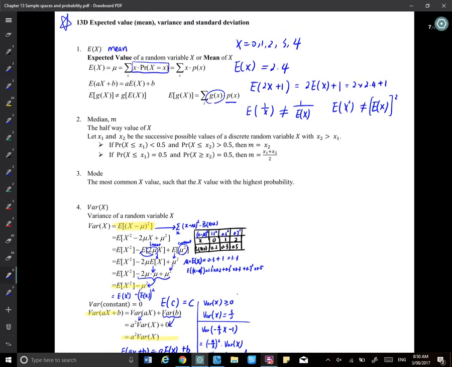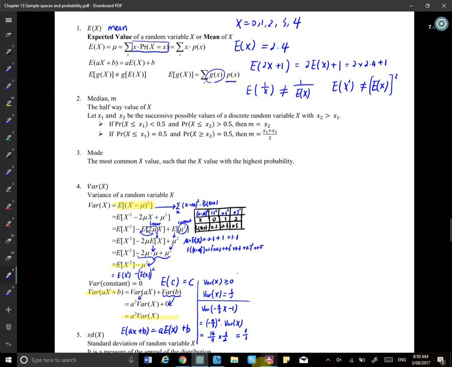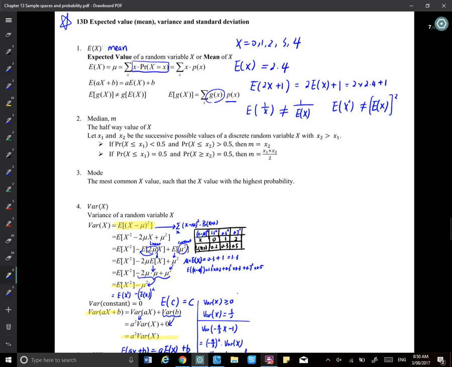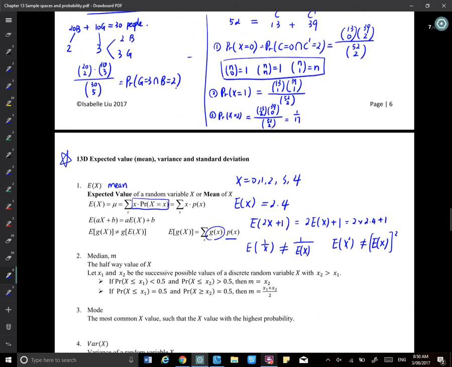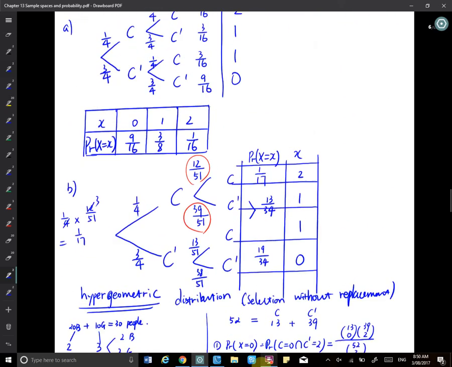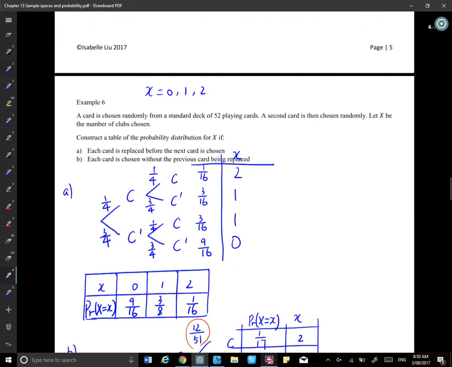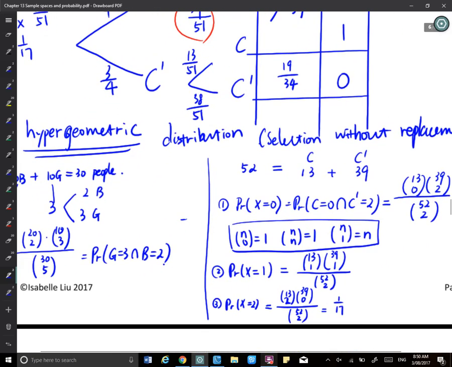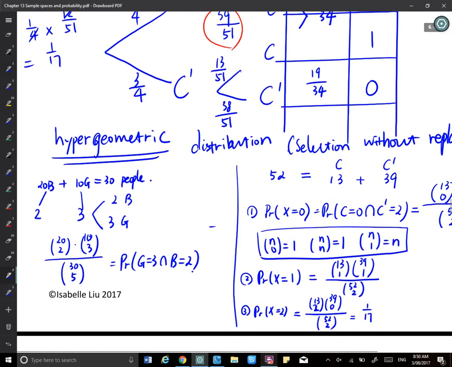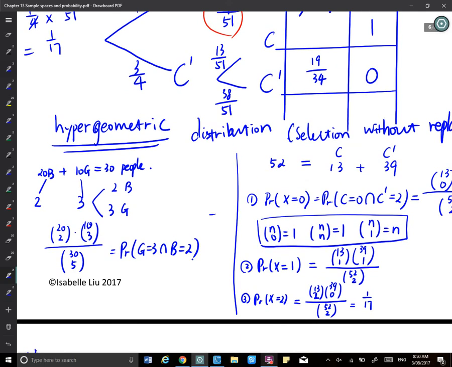The whole of page 7, everything I have talked about on this page, you need to know. Nothing extra. Everything I talk about here, you need to know. And then the next thing we talk about, a little bit of revision, is the hypergeometric distribution. This is more about getting probabilities without replacement. That's the equation, how we work on that.